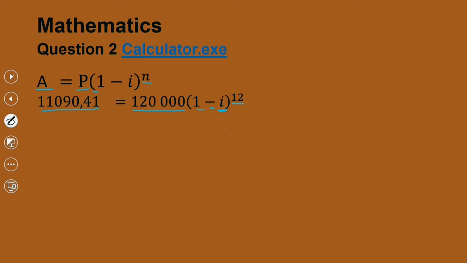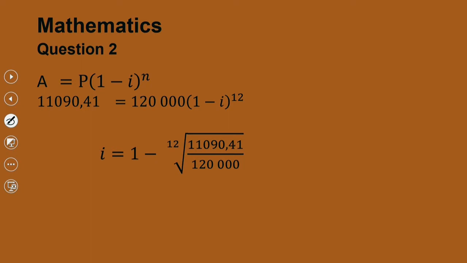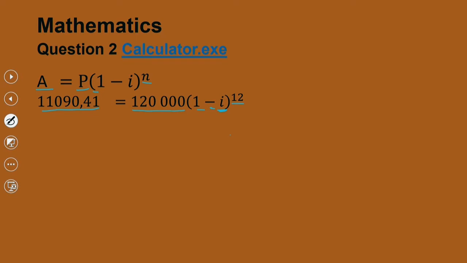So we can proceed. And when we proceed, what do we do? First of all, what we need to do is divide first, to simplify. We divide the right-hand side by 120,000, and we divide the left-hand side also by 120,000. After we have divided by 120,000, what happens? On the right-hand side, 120,000 will cancel 120,000, and you'll be left with (1 minus I) to the power of N. And on this side, this is what you're going to have.